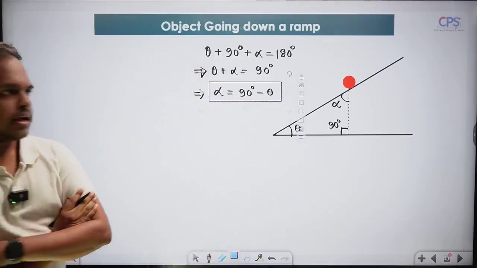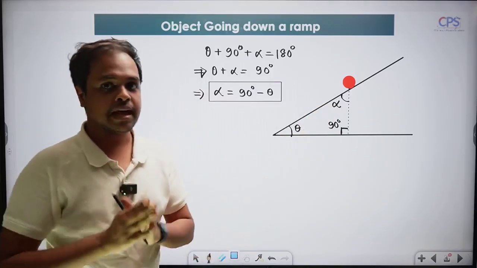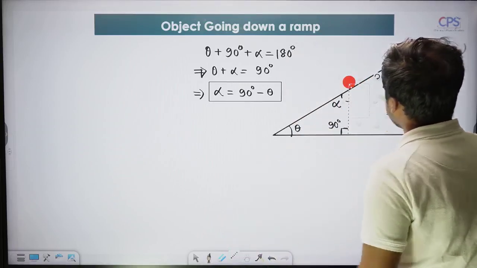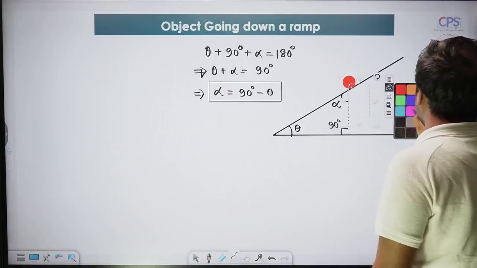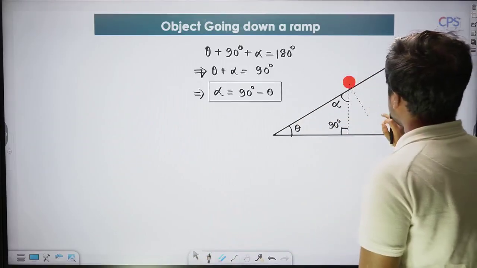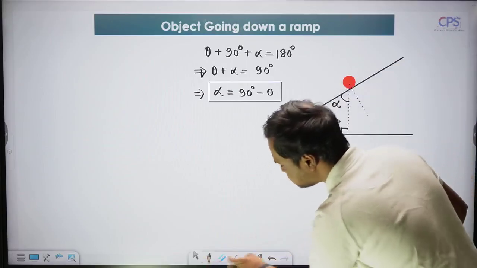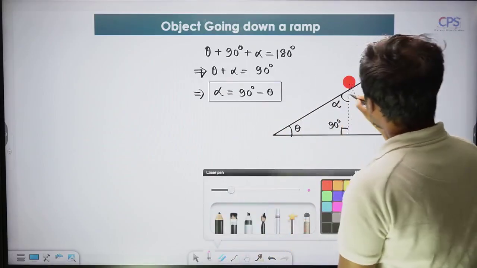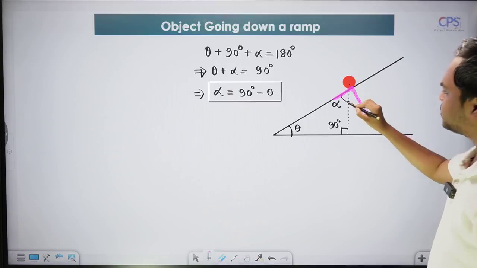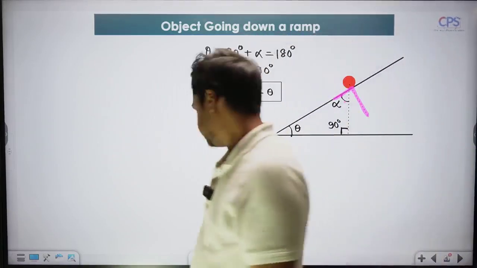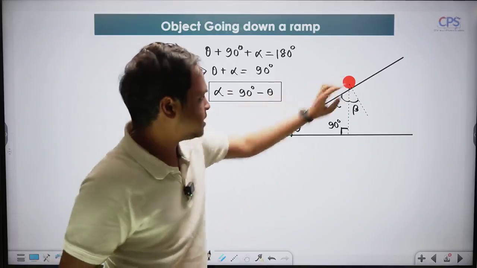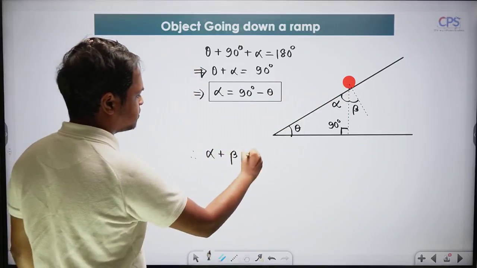Now, if this alpha equal to 90 degrees minus theta, let's say we draw a perpendicular line to this inclined plane, to this ramp actually. We draw a perpendicular line. So, are you seeing it? You should. So, let's check this one here. This angle. As this is perpendicular, the summation of this angle and this angle will be equal to 90 degrees. So let's say this is beta. Beta, okay? So we are getting summation of alpha plus beta. So alpha plus beta equal to 90 degrees, okay?